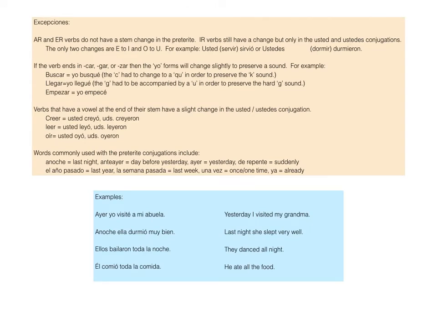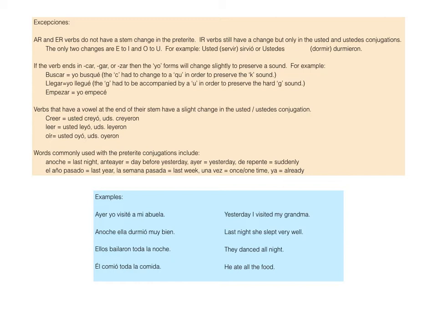Some exceptions. AR and ER verbs do not have a stem change in the preterite. So the general rule is that verbs don't get stem changes in the preterite. The exception is that there are some IR verbs that still have a change, but only in the usted and ustedes conjugations. Okay, the only two changes are E to I and O to U. For example, if we're going to use the verb servir, we would say usted sirvió, or ustedes, for the verb dormir, would be durmieron. So there we have an E to I stem change and an O to U. Okay, and again, these are only in the third person, usted and the ustedes conjugations.